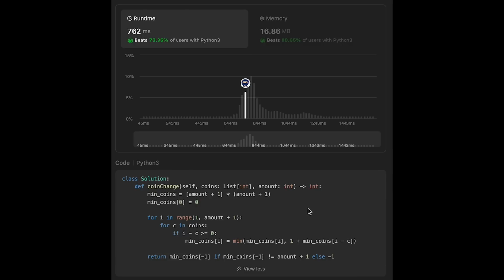Yeah, so let me submit it. Yeah, looks good. And the time complexity of this solution should be order of A multiplied by C, where A is the amount and C is the number of coins. And the space complexity is order of A.